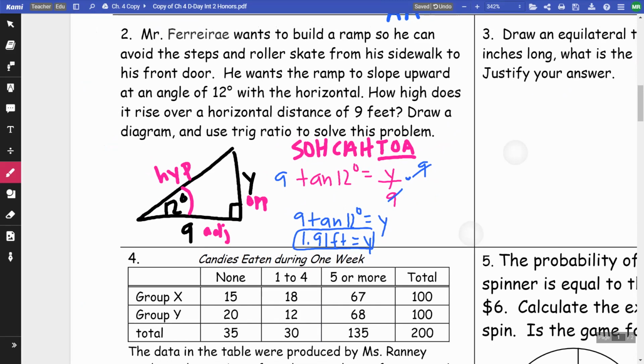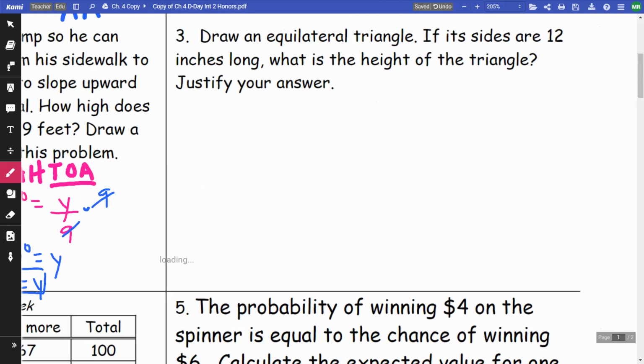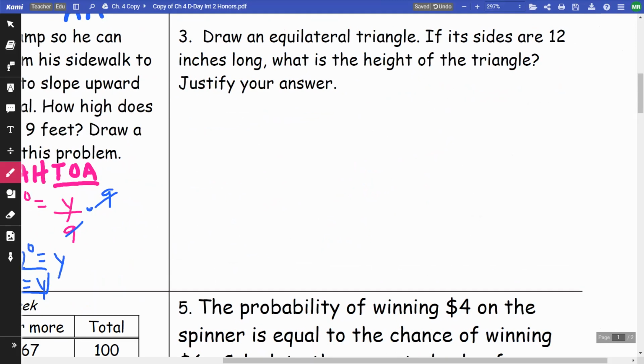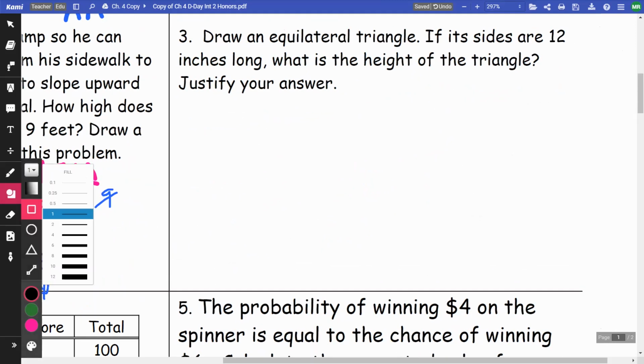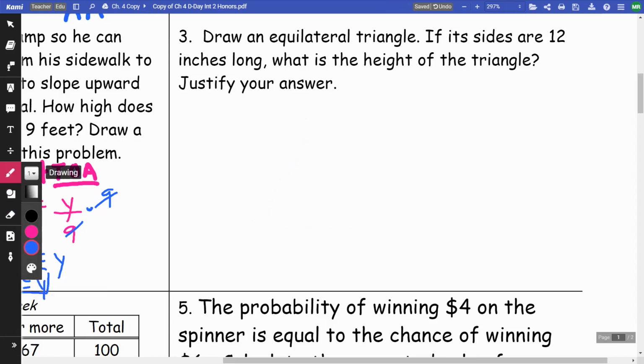On number 3, they want us to draw an equilateral triangle. So I'm just going to grab the shape tool since it'll draw it for me. Okay, we'll draw an equilateral triangle. And for this, let me see if I can actually draw one.